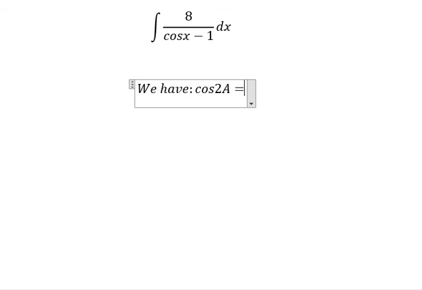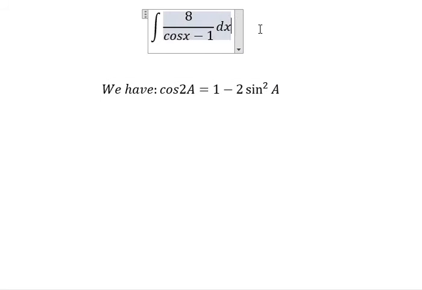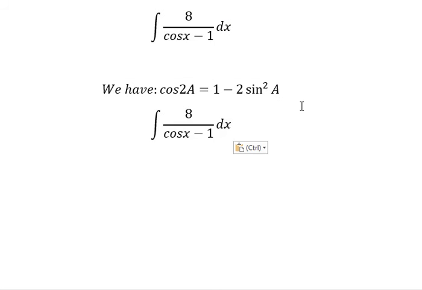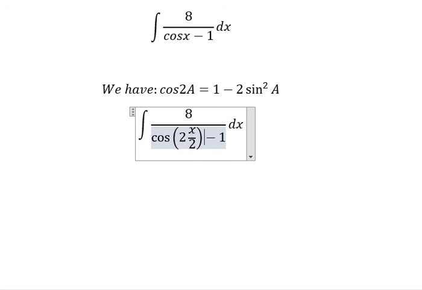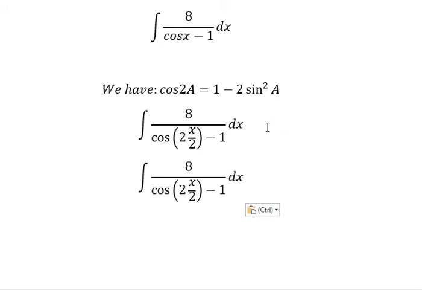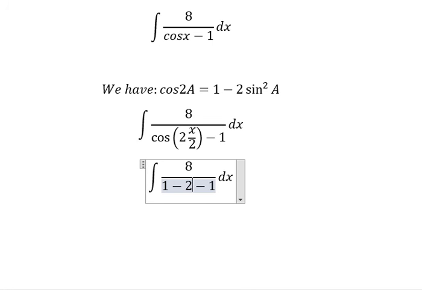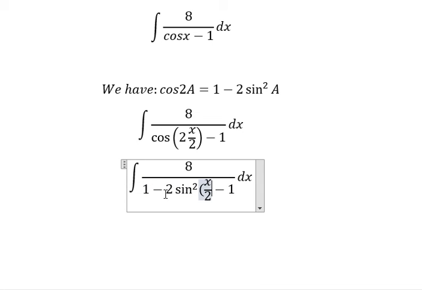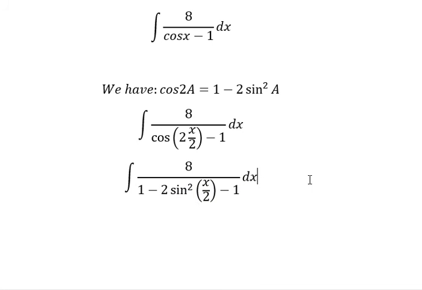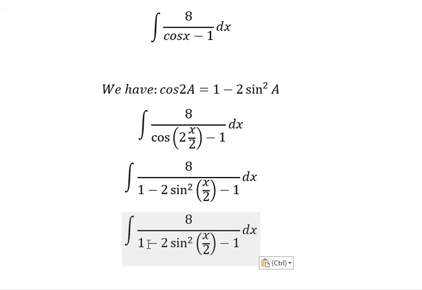cos 2x equals 1 minus 2 sin squared x. So cos x is 2 multiplied by x over 2. And this one, we need to transform into this one because we want to cancel the number 1 in here. So 1 minus 1, we cancel.